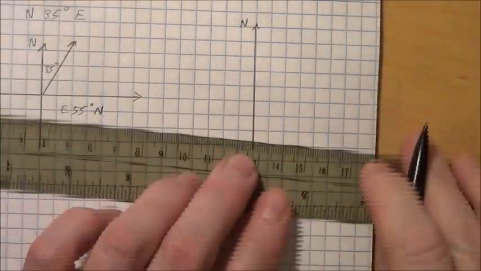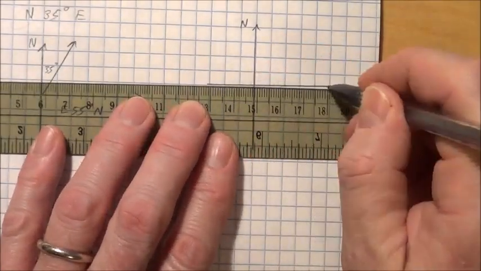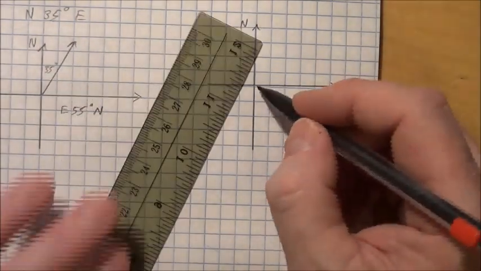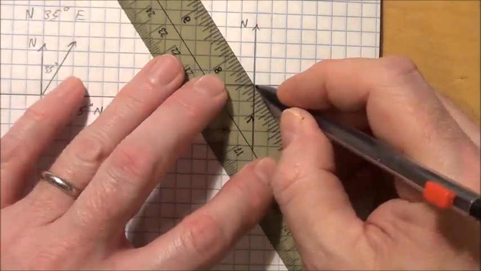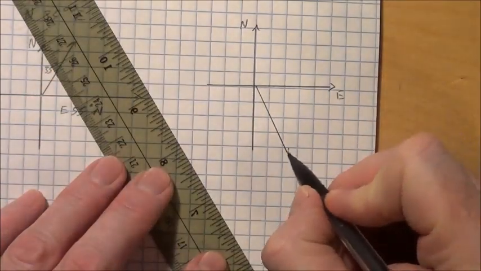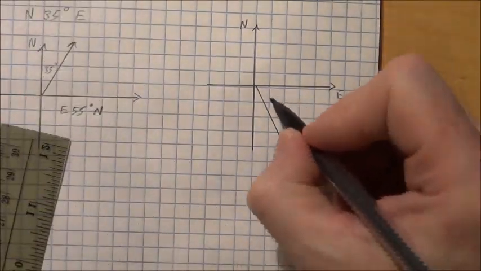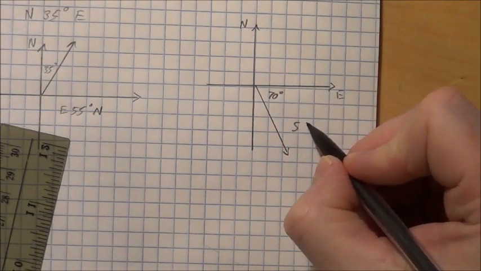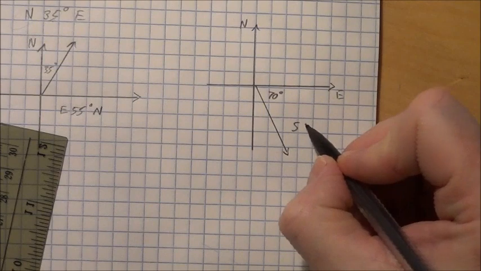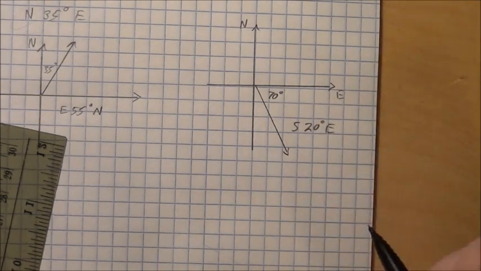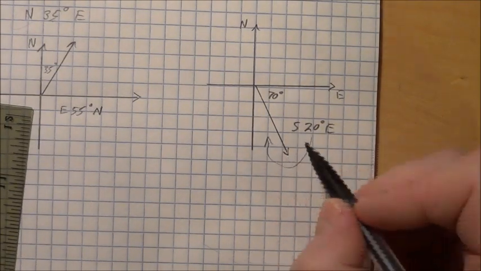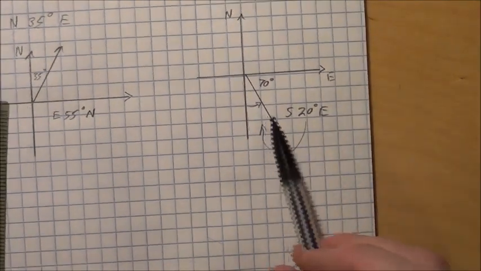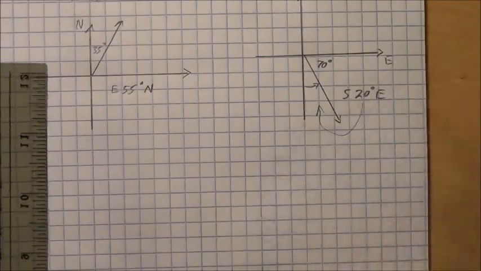So here's another example here. There's the east, and so we could draw a vector like this, and that could be, say, 70 degrees here. So this would be south, 20 degrees east, because that 20 degrees is in here. So it's south, but then 20 degrees towards the east to give that vector, or that angle.